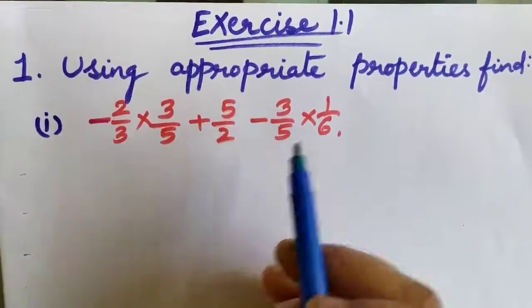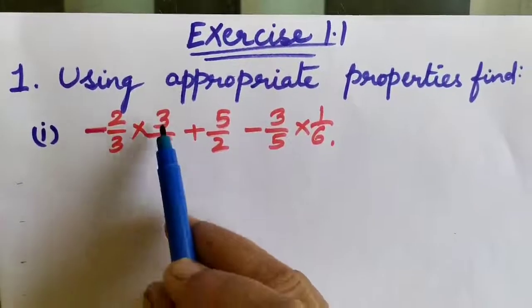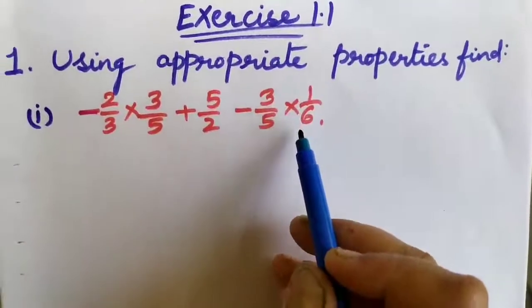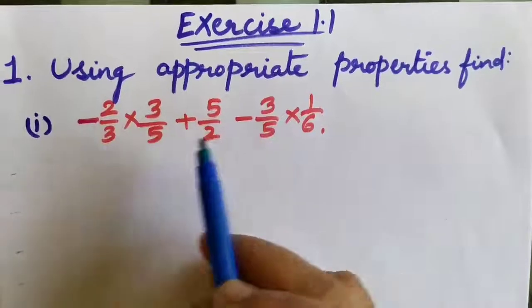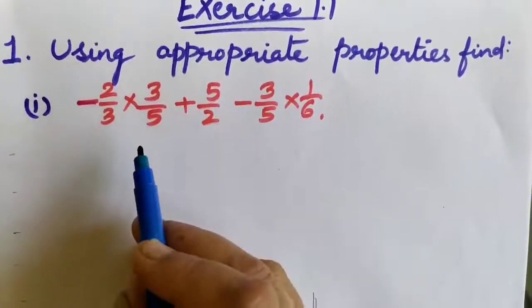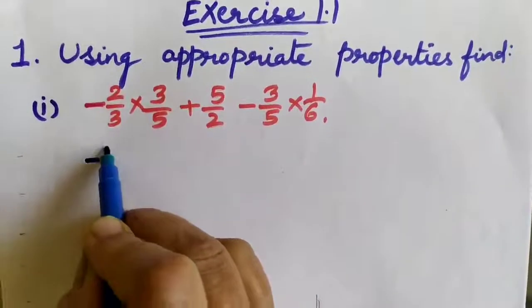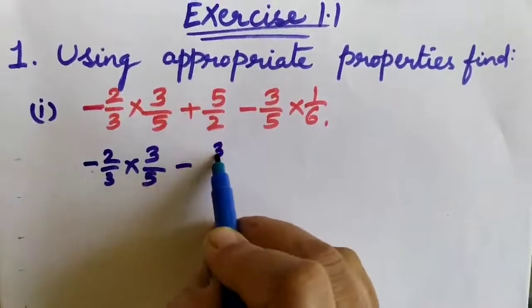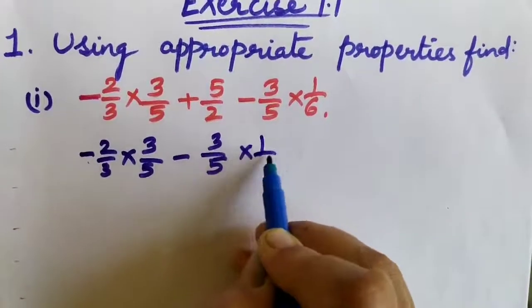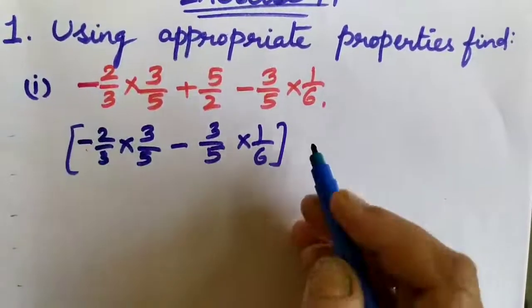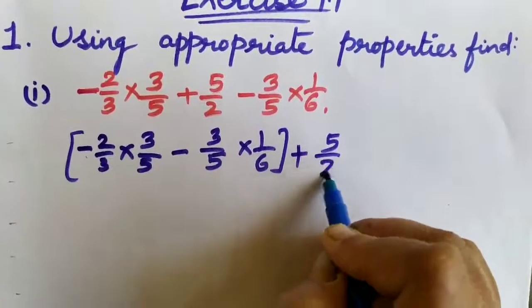Now here we can see that minus 2 upon 3 is multiplied by 3 upon 5 and here minus 3 upon 5 is multiplied by 1 upon 6. So from these two numbers we can take 3 upon 5 common. So first we will take these two numbers one side. So minus 2 upon 3 into 3 upon 5 minus 3 upon 5 into 1 upon 6. These two we have taken together in plus 5 upon 2.